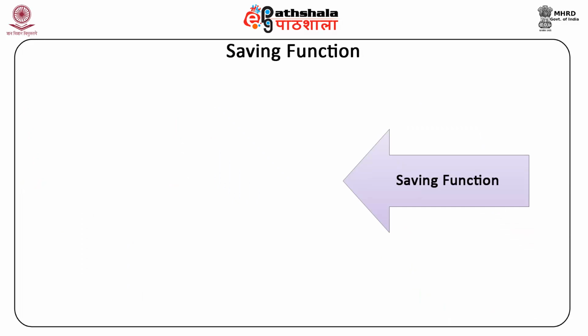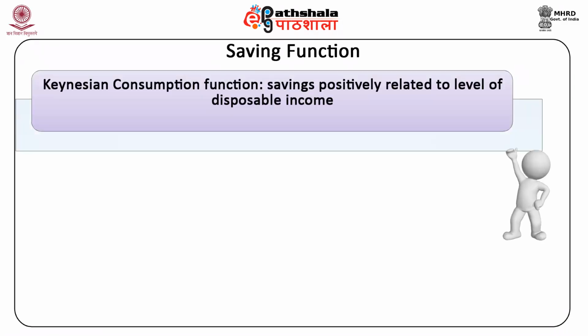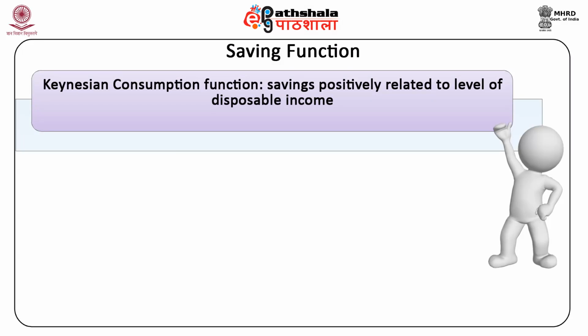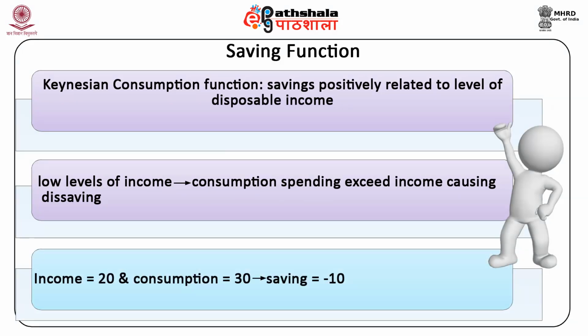The saving function is shown in the given diagram. According to the Keynesian consumption function, savings are positively related to the level of disposable income. At a low level of income, consumption spending may exceed income, causing dissaving. When income is 20, consumption is 30 and saving is -10.